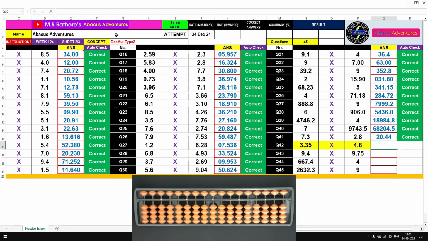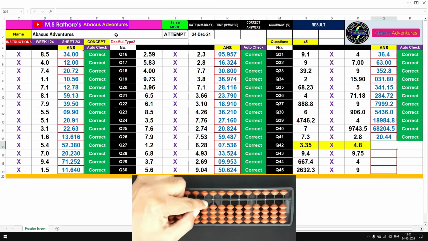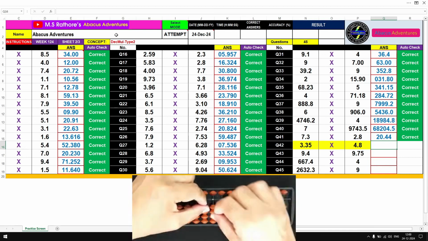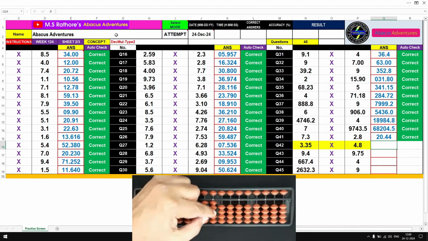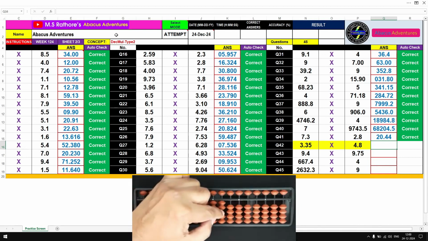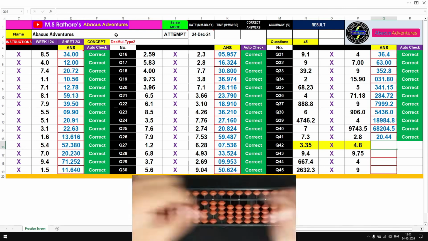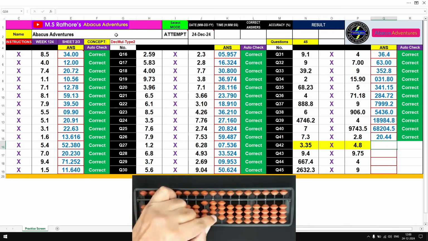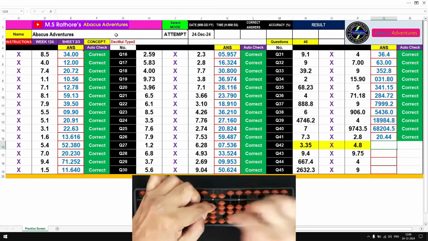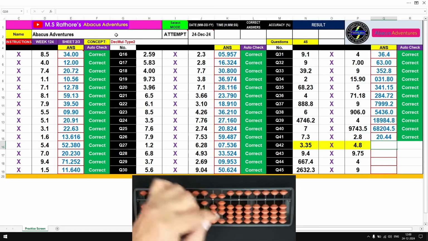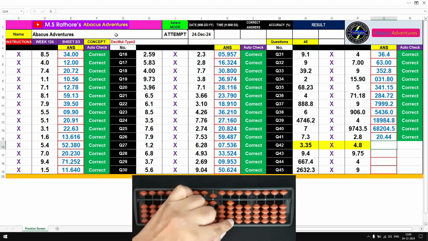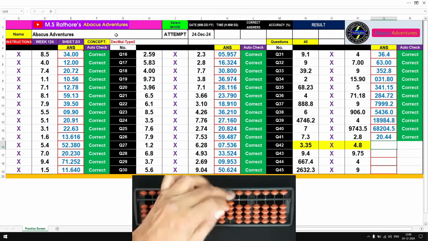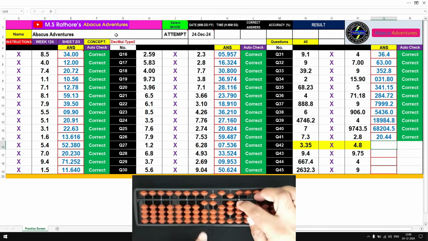Question number 42, 3.35 multiplied by 4.8. Let's place the finger on rod number 2. From right to left it is 4 3s are 12, shifted. 4 3s are 12, shifted. 4 5s are 20. Round 2 begins now. 8 3s are 24, shifted. 8 3s are 24, shifted. 8 5s are 40, and the answer is 16.080.